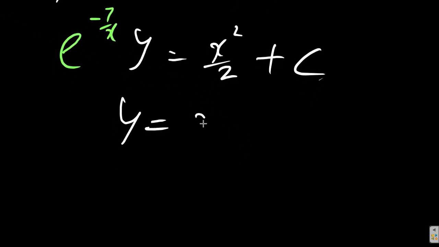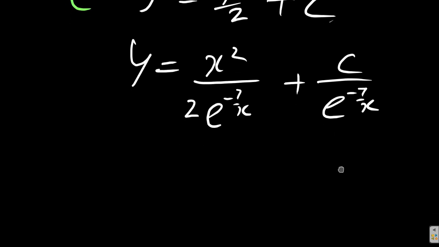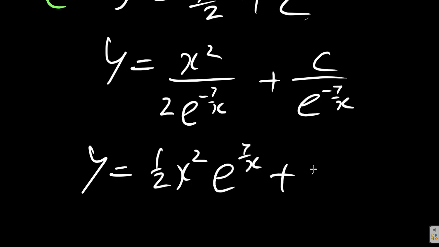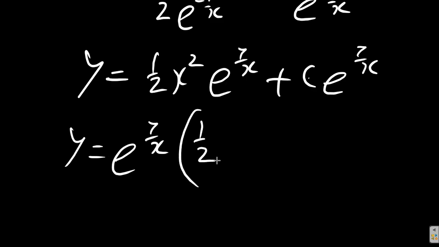So y is equal to x squared over 2 e to the negative 7 over x plus c over e to the negative 7 over x. Now, this would amount to half x squared e to the 7 over x plus c e to the 7 over x. You could write it as y equal e to the 7 over x times half x squared plus c. Alright? So that's what we have as our solution.